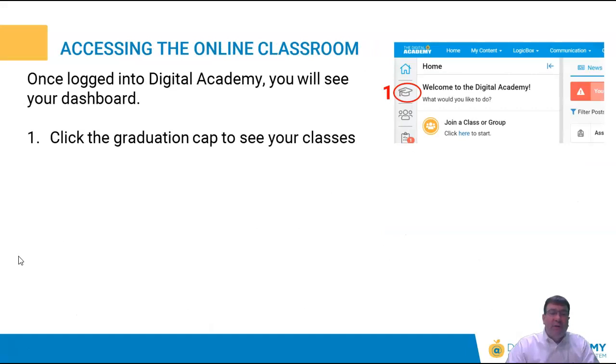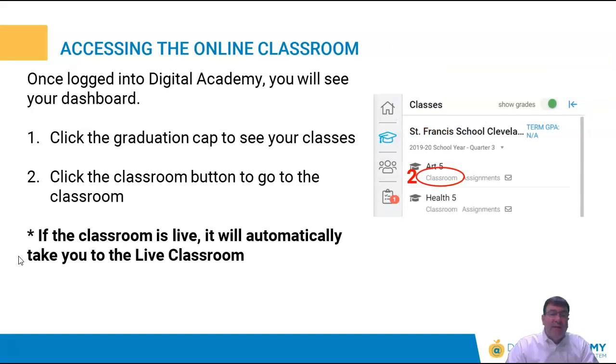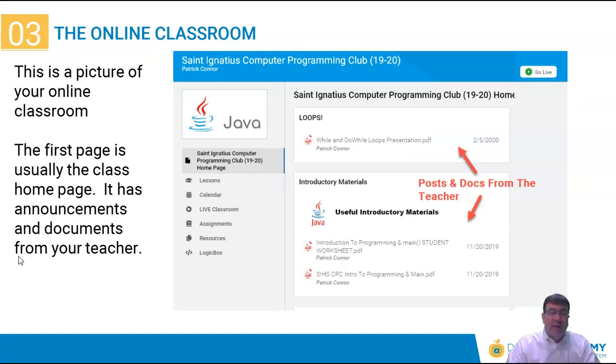Once you're in the Digital Academy, you'll be on your dashboard. The dashboard has a number of links on the left. Click the picture of the graduation cap to get a list of your classes. Click the Classroom button below the class name to go into your online classroom. If the class is live, it will automatically take you to the live classroom. Otherwise, you'll go to the class main page.